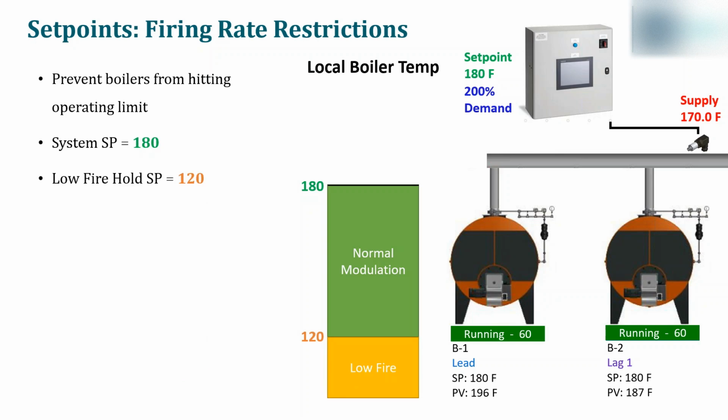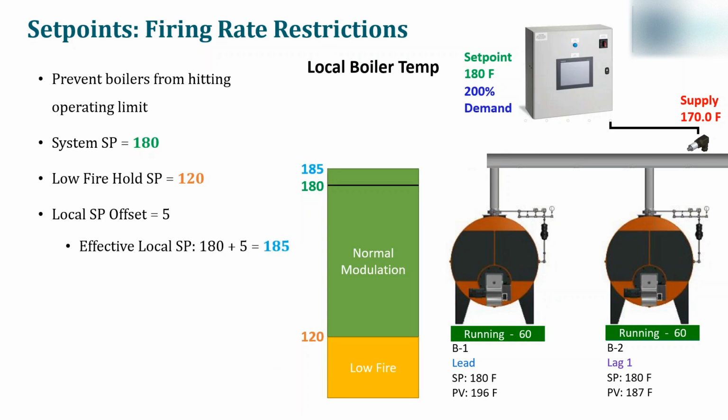But we've also set up a low fire hold set point of 120 degrees. So that means anytime the boiler is turned on and the temperature is below 120 degrees, it's going to be at low fire, okay? So the boiler's at low fire. Once it comes up to temp, then it gets into our normal modulation range, and then it can modulate normally.